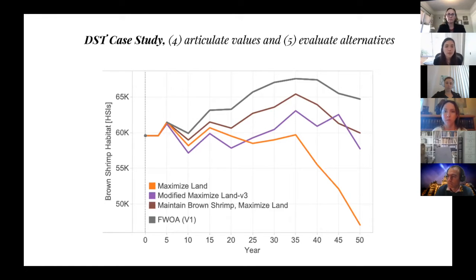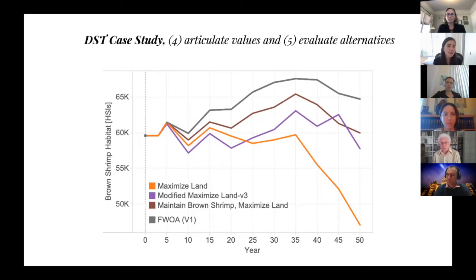That's the gray line. Another portfolio that tries to maximize land while maintaining brown shrimp habitat is shown in brown. This portfolio would lead to larger land loss than under the maximized land case, which is not shown here. However, through iteration with the tool, CPRA identified another alternative, modified maximized land B3, that mostly maintains brown shrimp habitat, as seen in the purple line, but still leads to most of the land building gains.